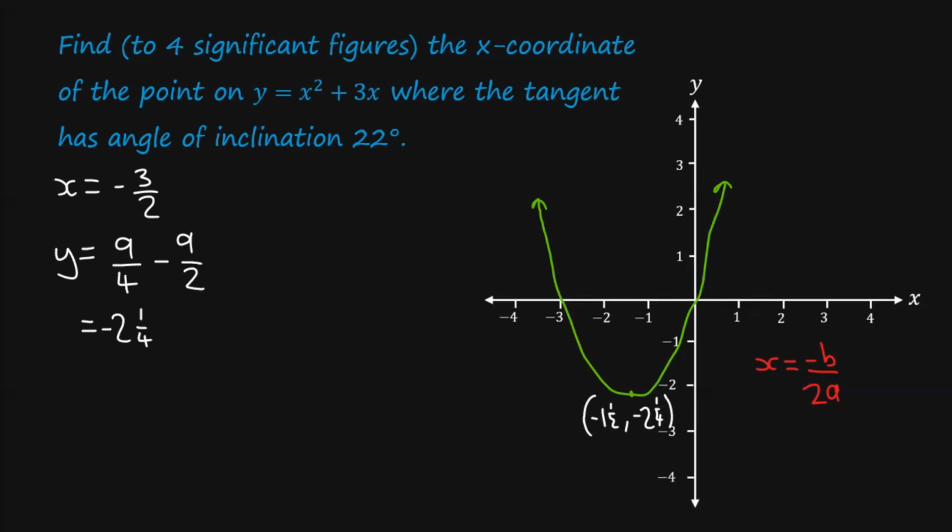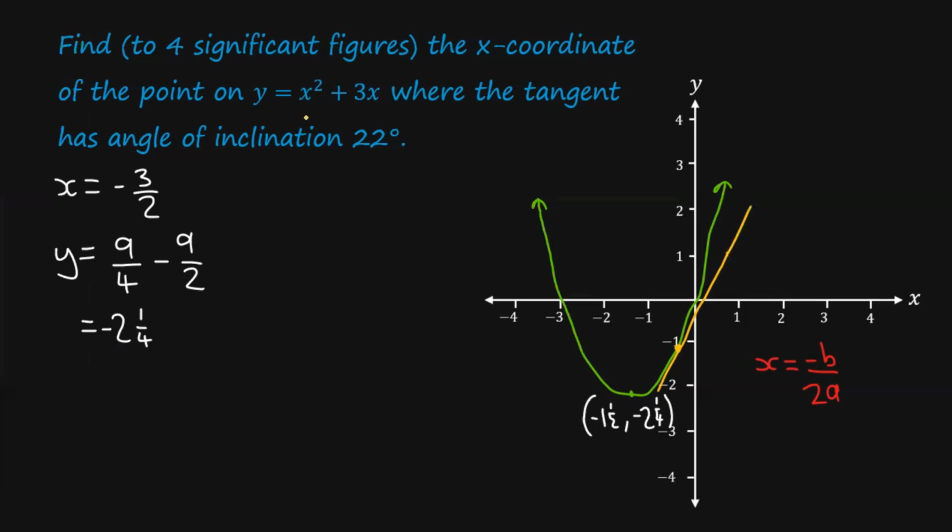Okay, so what we need to do now is find the x coordinate for the tangent that has an angle of inclination of 22 degrees. So I'm just going to try and show you what that'll look like. Let's just choose a random point. I know this isn't the right answer, but let's just choose a point here. And I'm just going to draw a really rough tangent. So just pretend this is a straight line that touches the curve just there. All right, so this is the tangent.